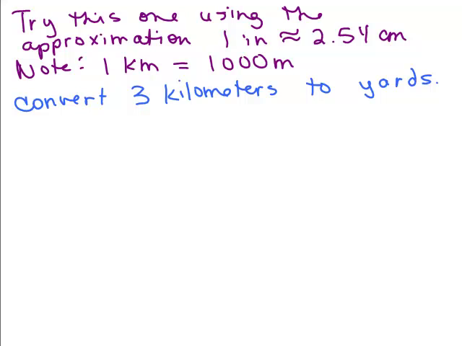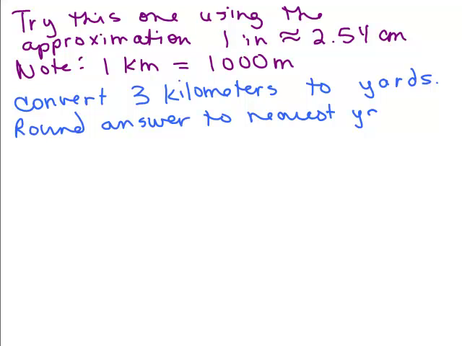All right, here's one for you to try. Convert 3 kilometers to yards. And we're going to use the approximation in this, that 1 inch is approximately 2.54 centimeters, and 1 kilometer is 1,000 meters, and then round your answer to the nearest yard. Okay, so there won't be any decimals. So go ahead and put the video on pause and try this on your own.